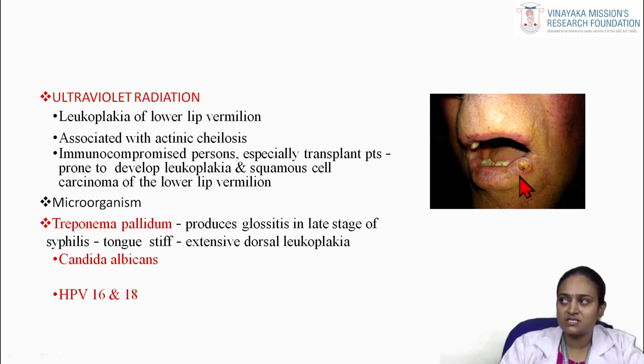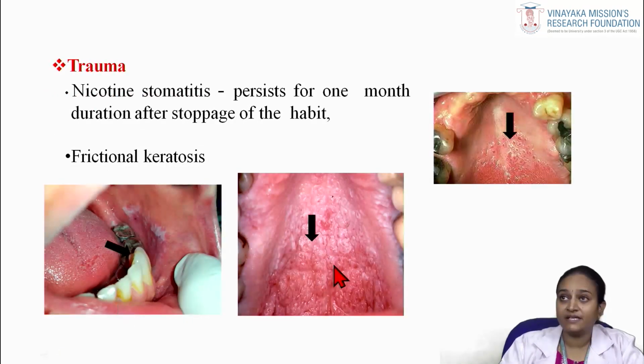And then microorganisms for leukoplakia: Treponema pallidum produces glossitis in the later stage of syphilis, with tongue stiffness and excessive dorsal leukoplakia that can be seen in syphilis patients. Candida albicans is also one of the reasons for leukoplakia, and viral HPV 16 and 18 play a major role in leukoplakia. Coming to the other etiology, that is nicotine stomatitis, which persists for one month after stoppage of the habit.